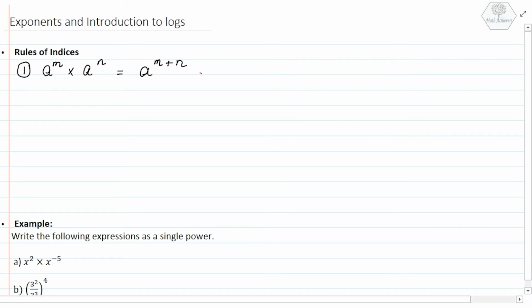Now, let's see an example. If I have 2 to the power of 3 times 2 to the power of 2, this would give me 2 to the power of 3 plus 2, which is equal to 2 to the power of 5.